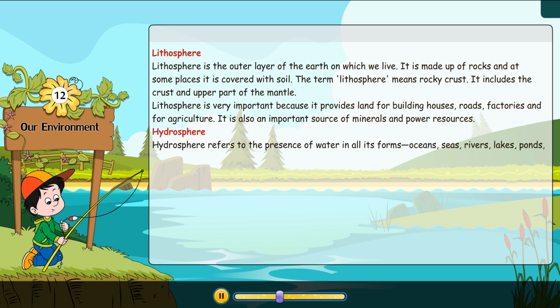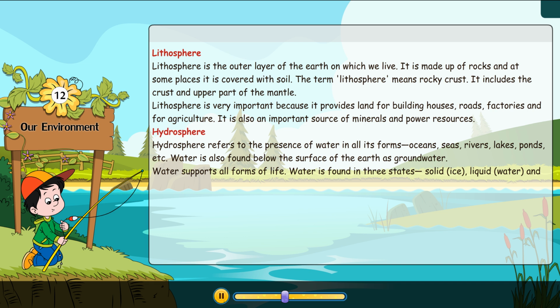Hydrosphere. Hydrosphere refers to the presence of water in all its forms: oceans, seas, rivers, lakes, ponds, etc. Water is also found below the surface of the earth as groundwater. Water supports all forms of life. Water is found in three states: solid, that is ice; liquid, that is water; and gaseous, that is water vapor.